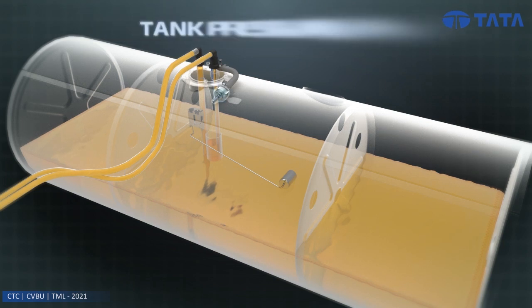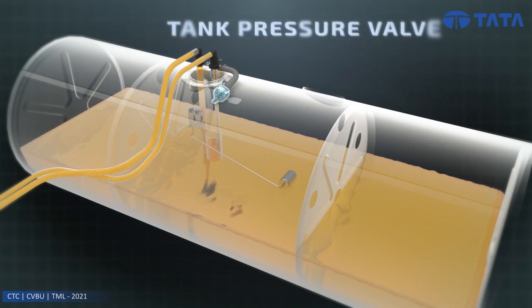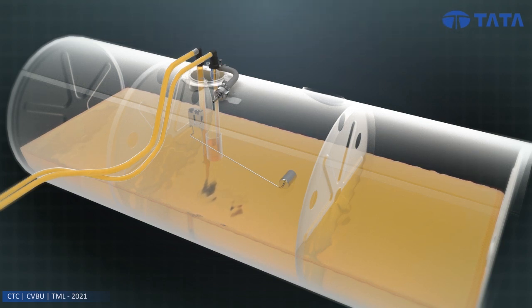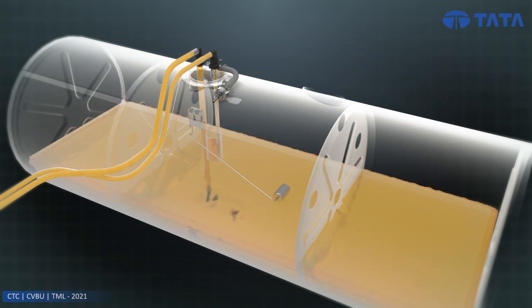The tank pressure valve is fitted to keep the pressure in the fuel tank within safe limits. The tank pressure valve opens when the pressure inside the tank becomes positive and reaches its specified value. It allows vapors from the tank to escape to the atmosphere. When the pressure in the fuel tank becomes negative and reaches its specified value, it opens the valve to let the outside air flow into the fuel tank.